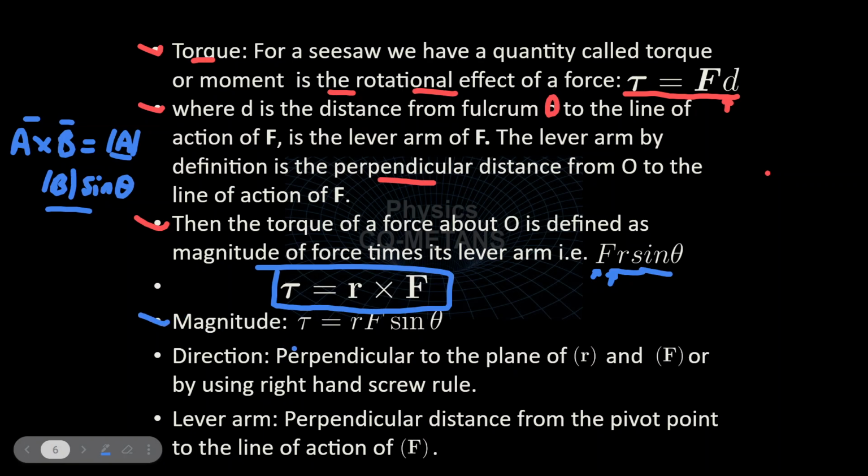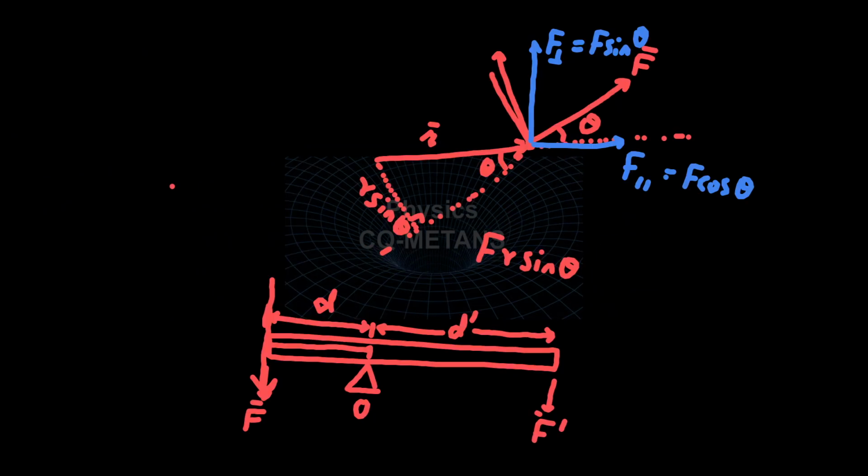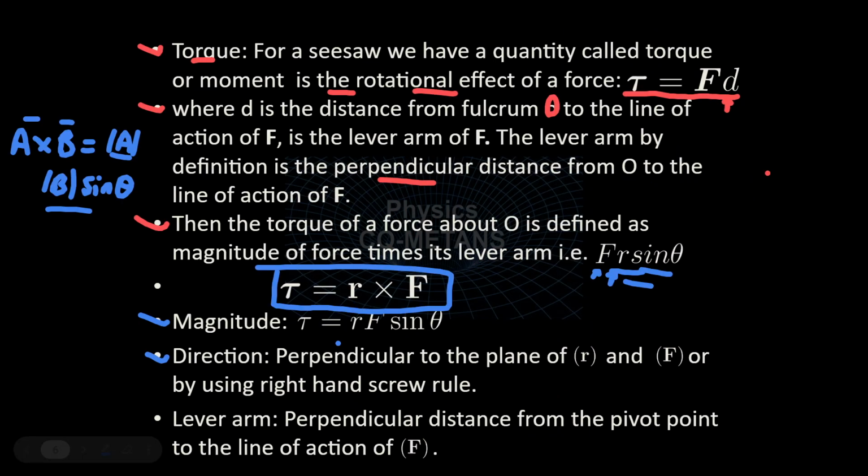The magnitude is this. And the direction is the same as for the cross product, perpendicular to the plane of R cross F. So if we draw this and complete this, it represents a plane, and the perpendicular to that will be the torque. Or else we can always use the right hand screw rule. Now again I want to emphasize that the lever arm is the perpendicular distance from the point of pivot to the line of action of force.